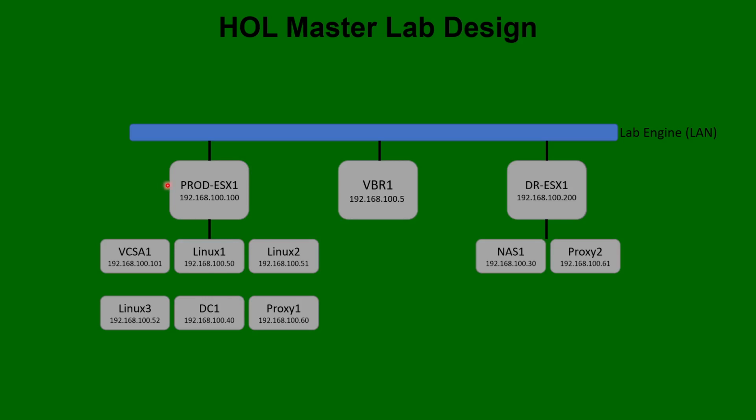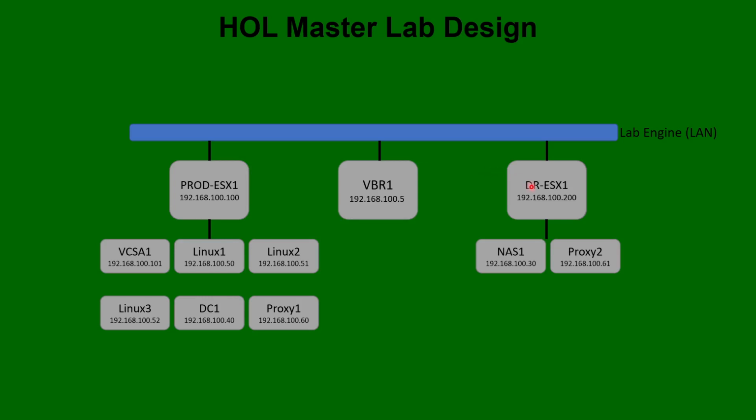So let's start with production ESX1 called prod ESX1. And beneath this, there are 6 virtual machines. One of those is going to be your vCenter storage appliance, and then 3 Linux virtual machines, and then we have a domain controller, and then a proxy 1. In the middle, we have this, if you will, standalone Veeam backup and replication server that will be on Windows.